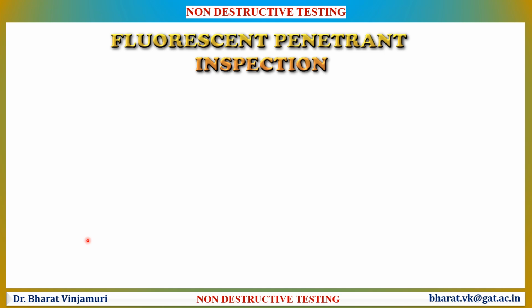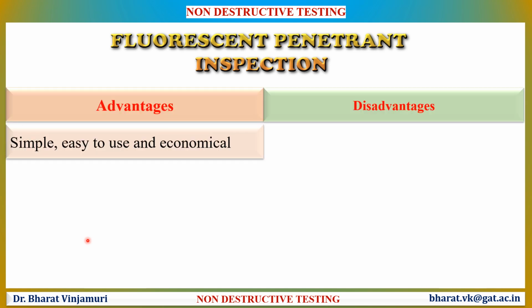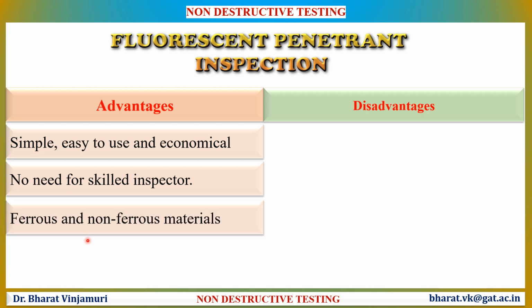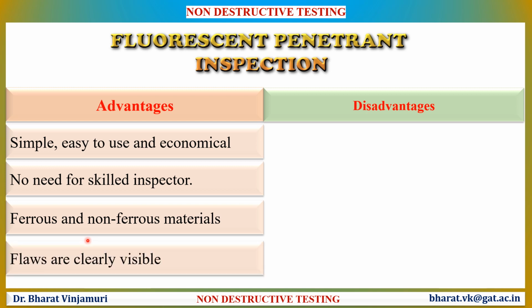Let us now discuss various advantages and limitations of this process. This process is simple, easy to use and economical. There is no need for skilled inspectors as anyone can try to do this process. This process can be employed to inspect both ferrous as well as non-ferrous materials. The flaws are clearly visible to the inspector, making it easy to determine the defects.